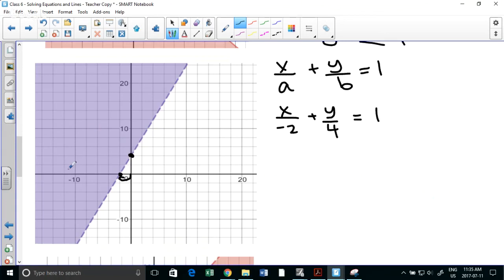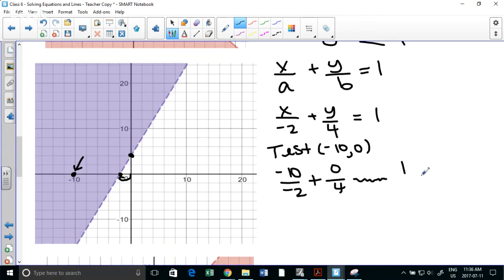I cannot use 0, 0. So I want to choose something that's in this solution set. It really doesn't matter what it is. I'll choose this point here. So test negative 10, 0. Doesn't matter which point you choose. So I plug this in. Negative 10 over negative 2, 0 over 4, leaving this equals blank because I'm turning it into an inequality. So negative 10 divided by negative 2 gives me 5. This is 0. So plus 0, 1, 5, and 1.